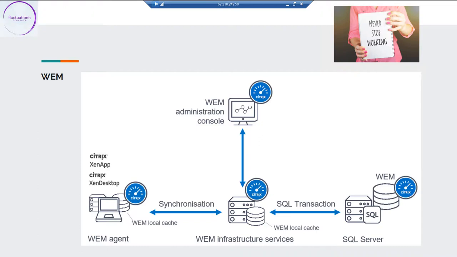So remember that all this information, all these components, are mandatory, of course. When you install WEM on premise, you will use your Active Directory. You will have to install your infrastructure services, it's the server at the bottom of the slide, and you'll use SQL Server. And after, you will add physical and virtual machines with the WEM agent.